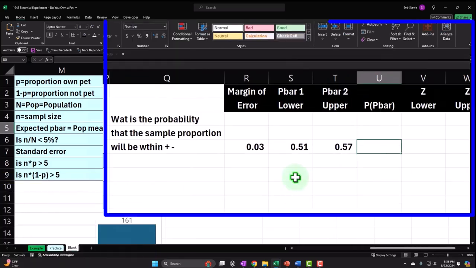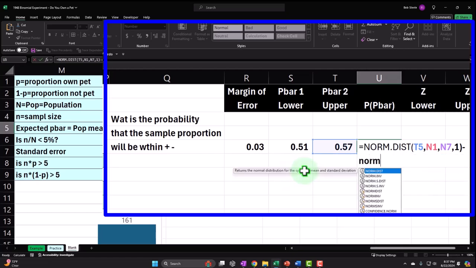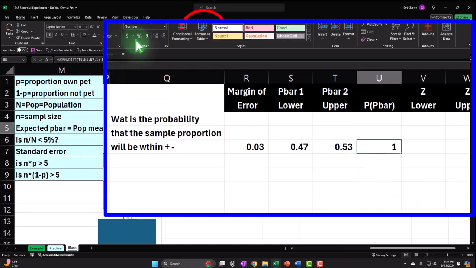So I'm going to say this is going to be equal to norm.dist, and the x is going to be the upper. We're going to start at the upper. That's going to be the x, comma, the mean is this 53.67, and then comma, the standard deviation is what we calculated for the standard error, and then comma, we want it to be cumulative, therefore a 1. Close it up. That's going to give us up to the higher point, minus up to the low point, minus the bit of the tail on the left end that we want to subtract out, norm.dist, and this is going to be the lower x, comma, the mean is the same, comma, standard deviation is the same, comma, we want it to be cumulative, therefore 1 instead of 0, and close it up, and we can then add some decimals, and so we get this, about 70%.